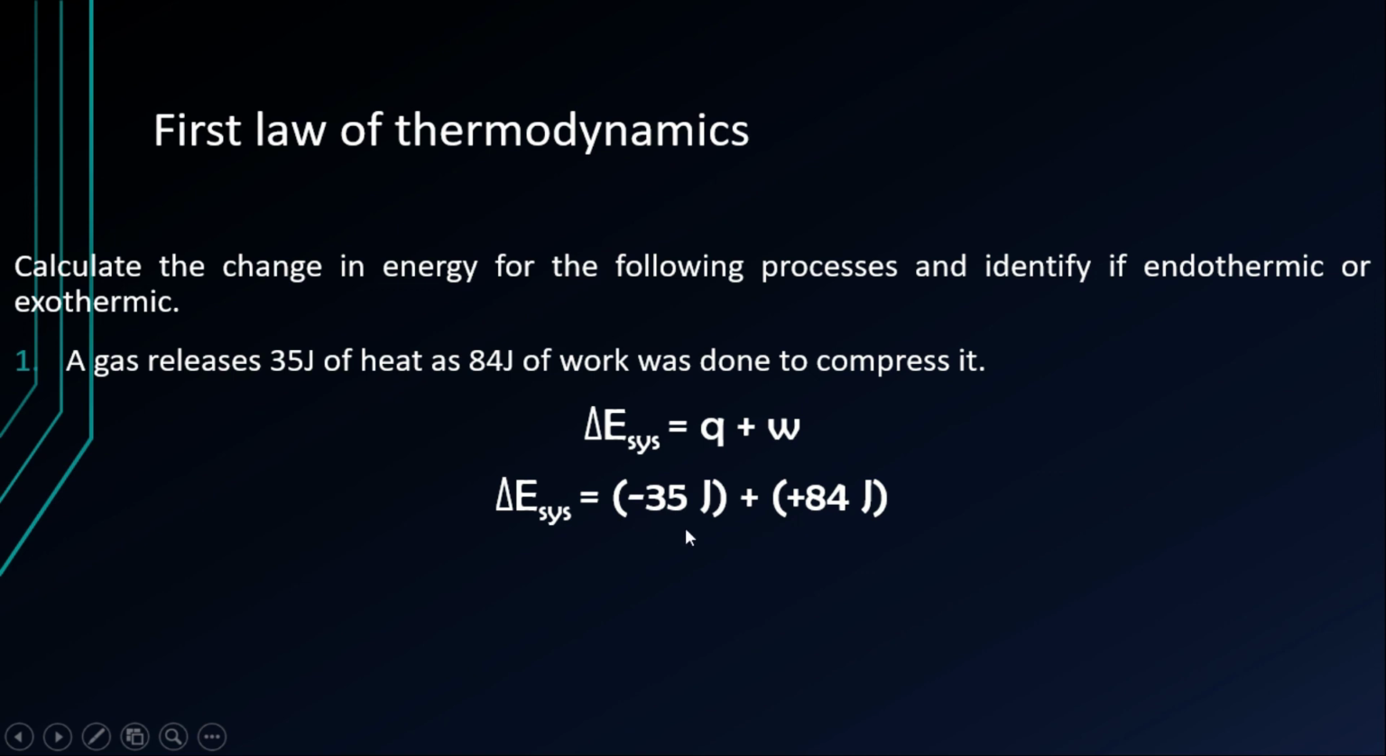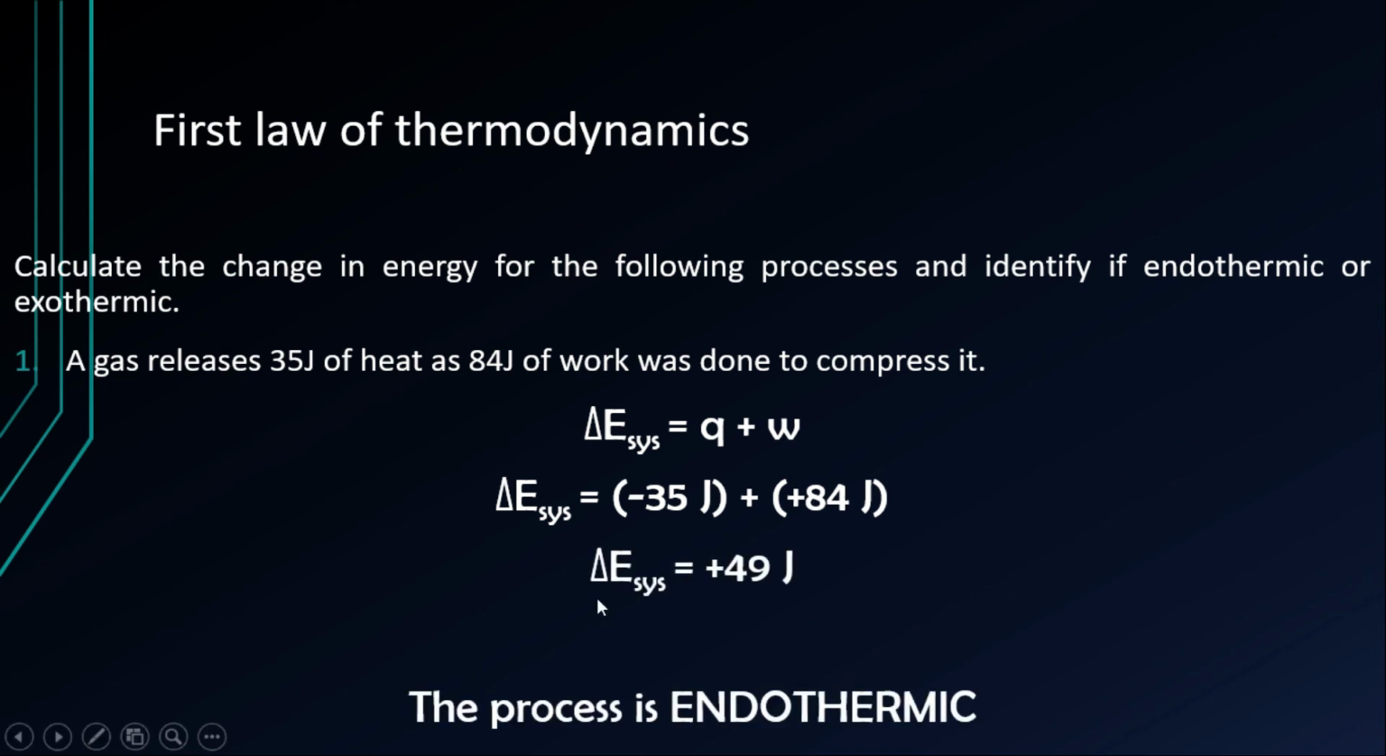So negative 35 joules plus positive 84 joules, our change in heat of the system is positive 49 joules. So since this is positive, the process is endothermic. Mas marami siyang inabsorb na heat kesa sa ni-release.